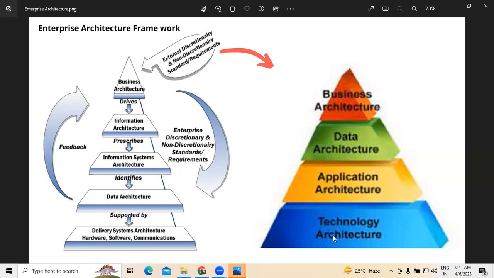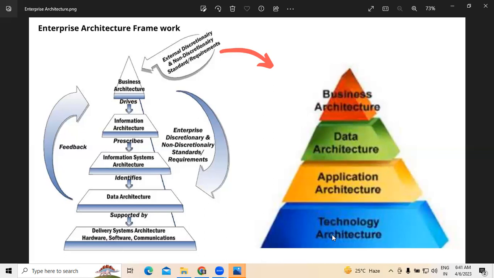Because to develop enterprise architecture for any application, the TOGAF framework will be used, the Open Group framework, or else another framework called Zachman, right? So different frameworks will be used by organizations to have a detailed overview. But that's not something relevant; we need to understand what all there is in enterprise architecture.